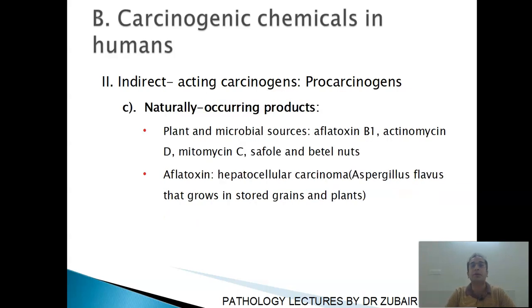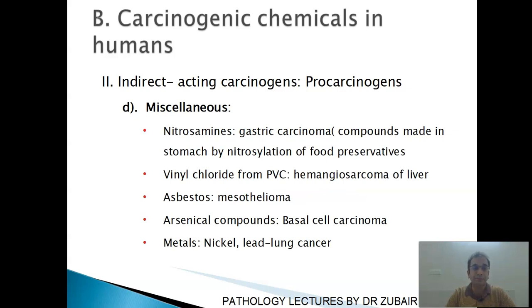Naturally occurring products are the plant and the microbial sources like aflatoxin, actinomycin D, mitomycin C, saffron, betel nuts. Aflatoxin in particular can lead to hepatocellular cancer, and that is because of the fungus Aspergillus flavus that grows in the stored grains and plants.